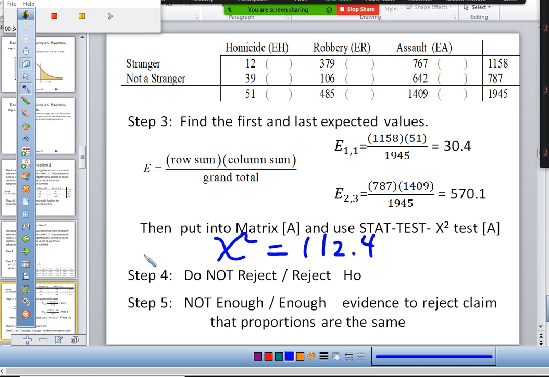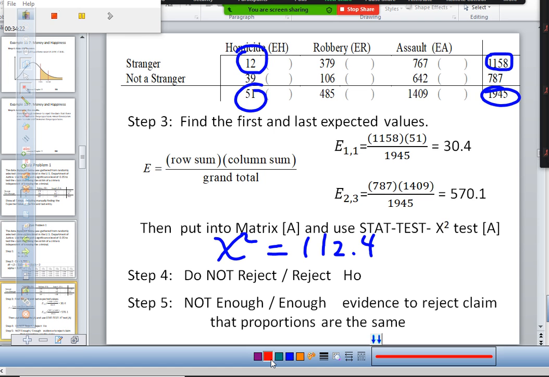Next, you're going to find the first and last expected values. For my first expected value, I'm going to take his row total and his column total and divide by that. So I get 30.04. And for the second one, I'm going to take his row total and his column total and divide by that. So I'll end up with 570. So those should be the two numbers you ended up with.